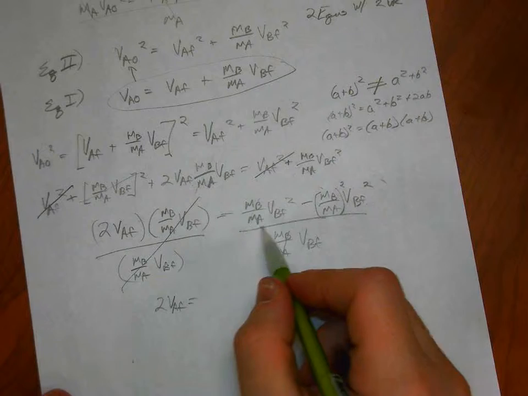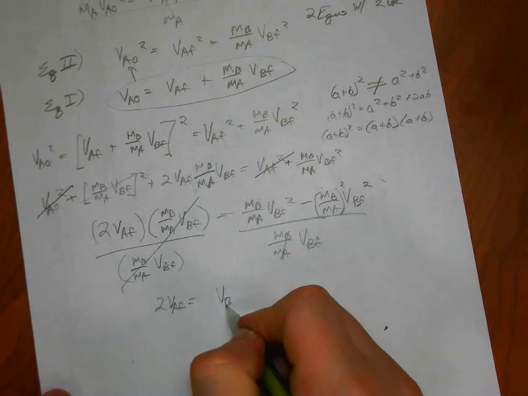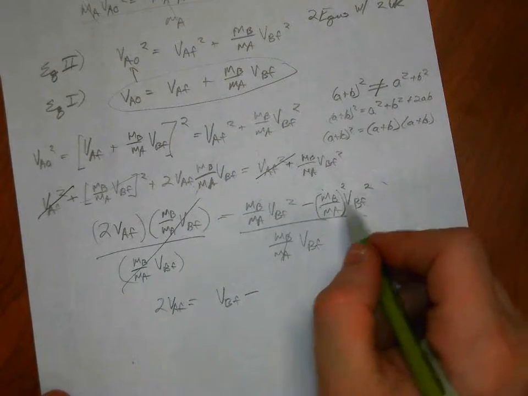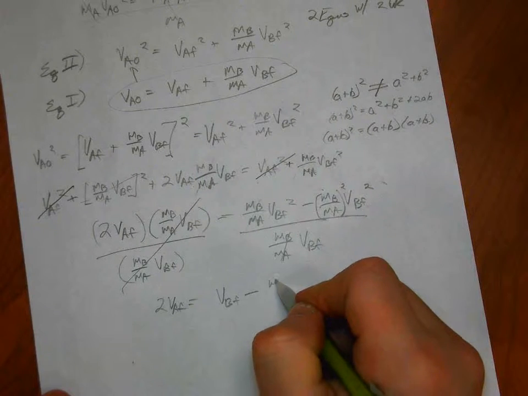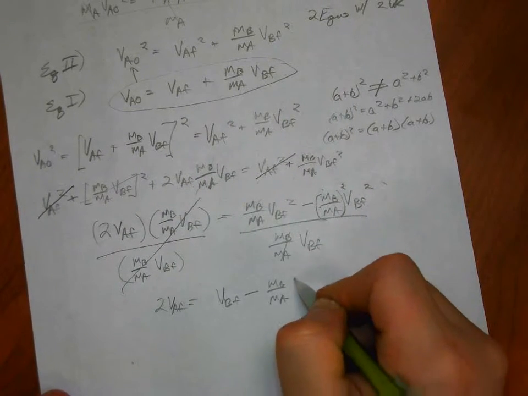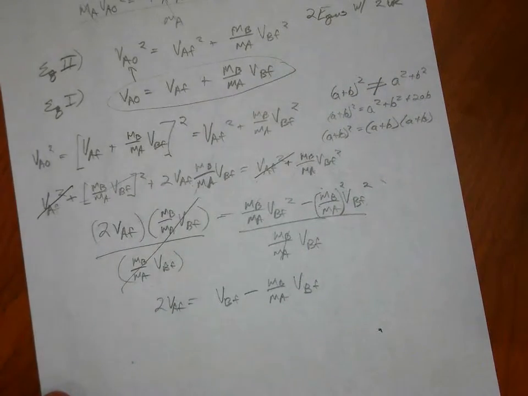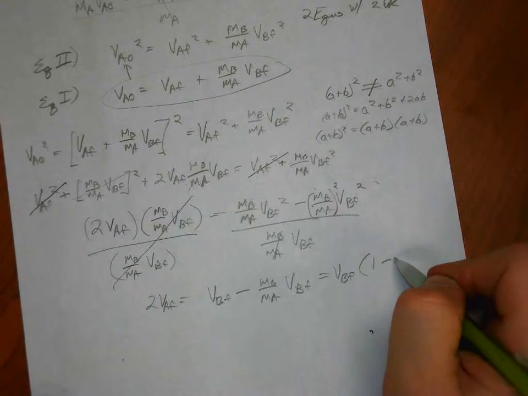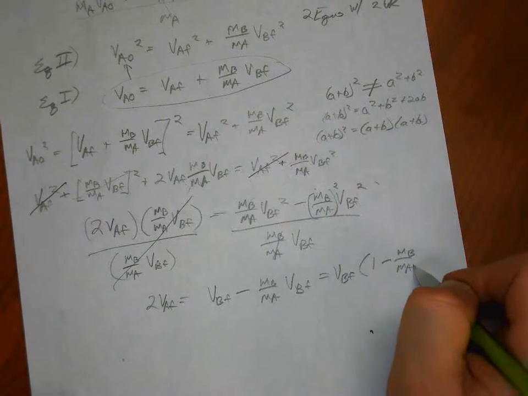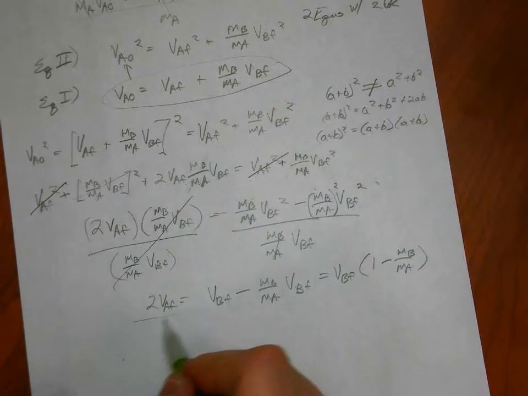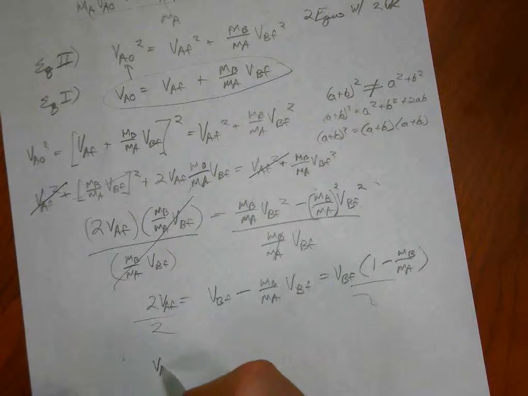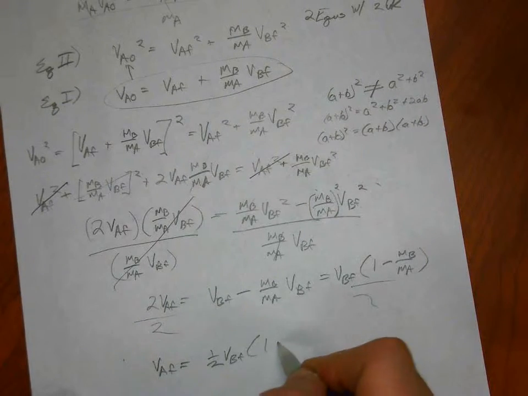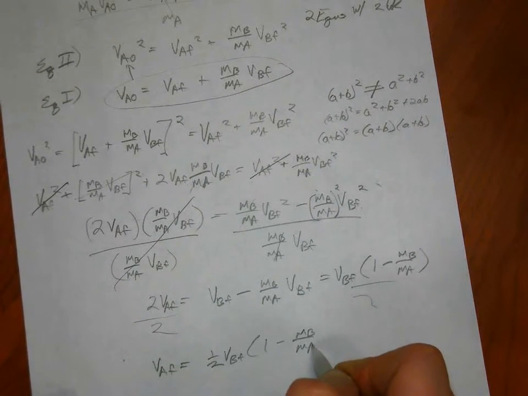Well, these two things are going to cancel out, and this is going to cancel out one of those, so you have a VBF left minus, well, this whole thing is squared, so this would cancel out one of them, so it would just be MB over MA times VBF. Well, I can pull out the VBF and just say 1 minus MB over MA. And now I have to divide each side by 2. So VAF equals 1/2 VBF times 1 minus MB over MA.